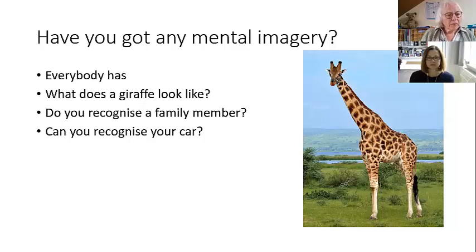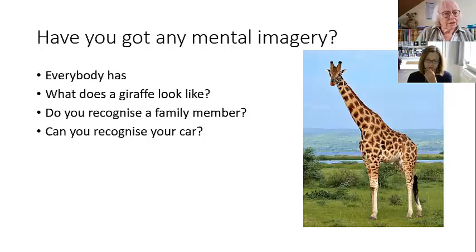The same thing: can you recognize your car? If you've parked your car in the street, do you know which one's yours? All of those things are done with mental imagery. But the important thing is that is mental imagery on recalling information. So that's information you've seen before somewhere, even if it's in a book like a giraffe. But this is information that you want to be able to recall again.